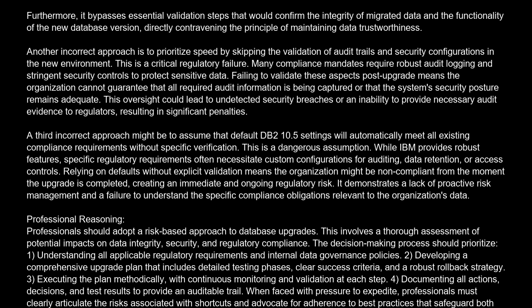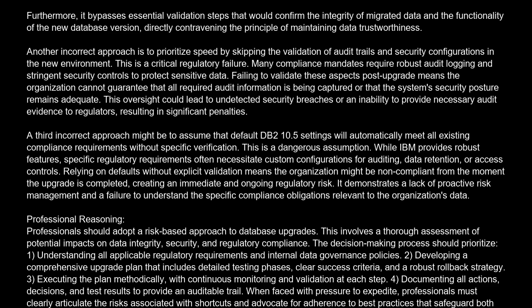It demonstrates a lack of proactive risk management and a failure to understand the specific compliance obligations relevant to the organization's data. Professional reasoning. Professionals should adopt a risk-based approach to database upgrades. This involves a thorough assessment of potential impacts on data integrity, security, and regulatory compliance. The decision-making process should prioritize: 1. Understanding all applicable regulatory requirements and internal data governance policies. 2. Developing a comprehensive upgrade plan that includes detailed testing phases, clear success criteria, and a robust rollback strategy.